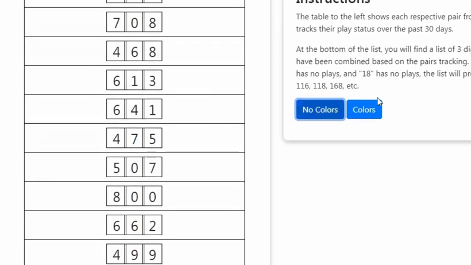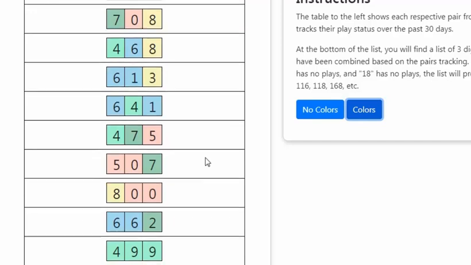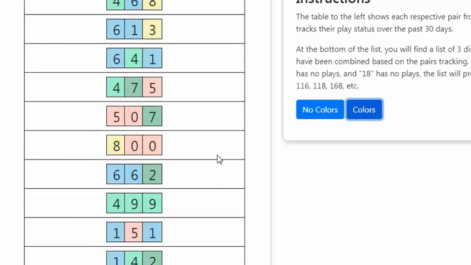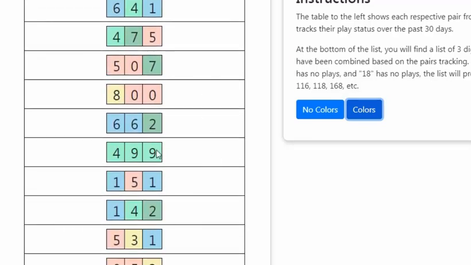So you can see it, but if you add the colors to it, it really helps you because you can pay attention. It's more eye-catching for the colors to be able to see it, and also to be able to spot numbers like this, 499, which was the reset number.